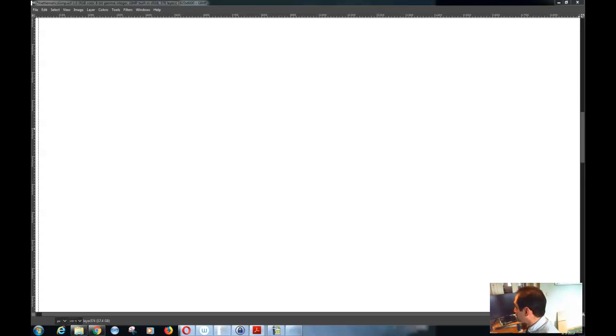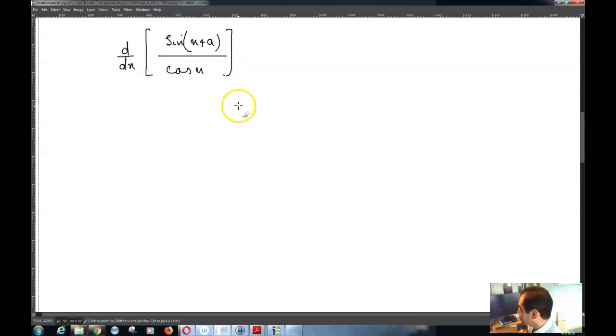Now the next question that we have is question number 21, which is sin x plus a over cos x, and you want to differentiate this function, d by dx of this function. Now to differentiate this function, what you need to do is again the same story really, meaning that you have u divided by v whole prime, which is the same thing as u prime times v minus u v prime over v squared.